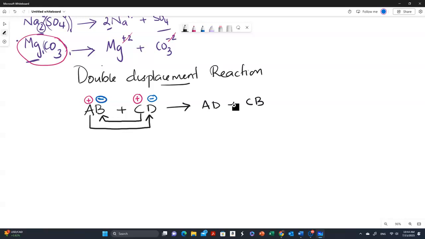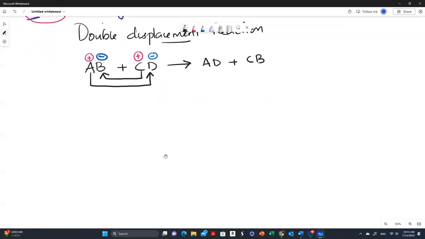So in order to write the double displacement reaction, you need to know how to dissociate the ionic compounds, and we just learned in the other video how to dissociate. So in double displacement reaction, let's learn how to dissociate and write the product side. I have potassium iodide in aqueous solution reacting with lead nitrate. So this is lead nitrate, Pb(NO3)2. You need to write the product, and I'm going to tell you this is a double displacement reaction.